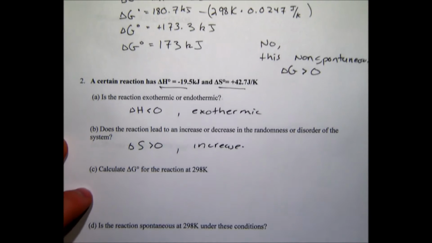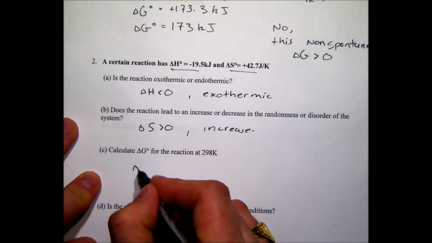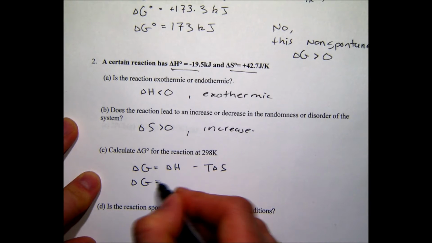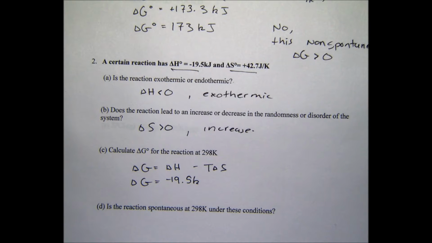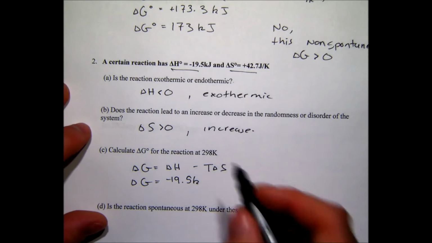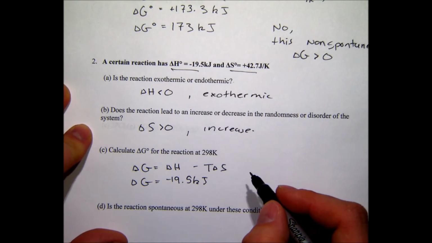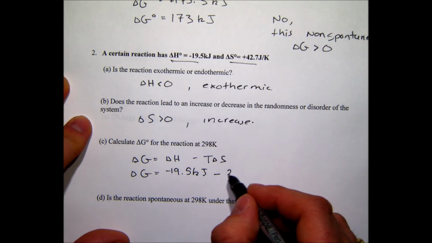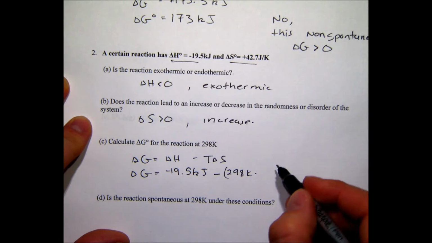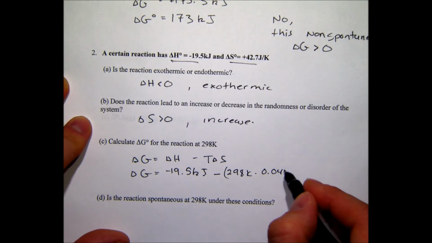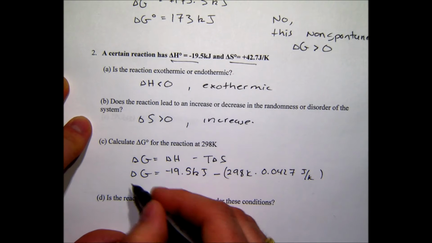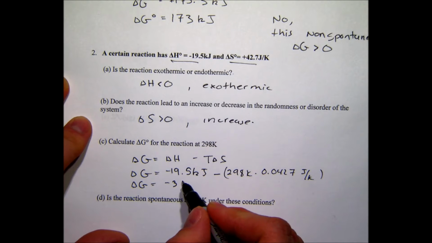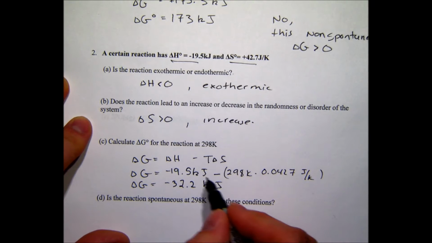It says calculate delta G at 298. So delta G is equal to delta H minus T delta S. Delta G is equal to negative 19.5 kilojoules. And we subtract the temperature times the entropy. And we get delta G is equal to negative 32.2 kilojoules.